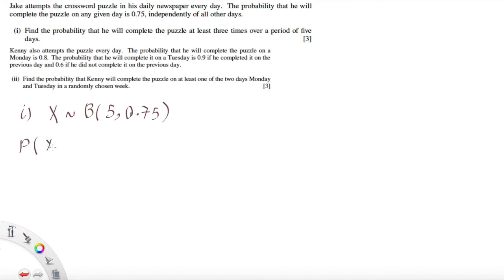Now it says at least 3 days. At least 3 days means 3 or more, which is equal to the probability of X equal to 3, or X equal to 4, or X equal to 5.